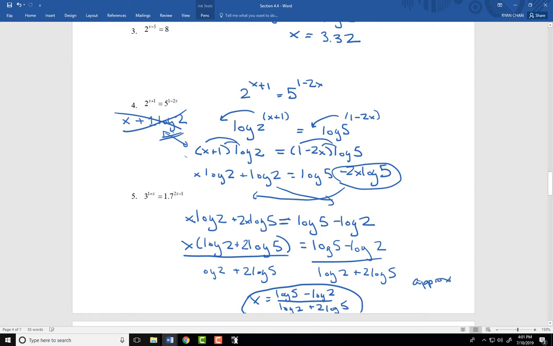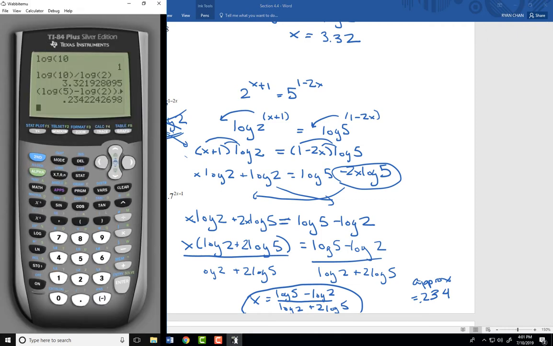Okay, if you're not comfortable with that, that's okay. What you can also do is put the top in your calculator first and the bottom in your calculator second, so do them separately and then divide them. Okay, I can also show you this.